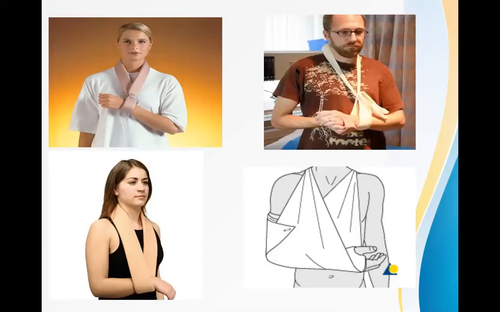Now, have a look at this picture. See this? These are the different types of support we give to the dislocated shoulder after we relocate it, after we reduce it. This is the way we support the shoulder. So, different types of support can be given.